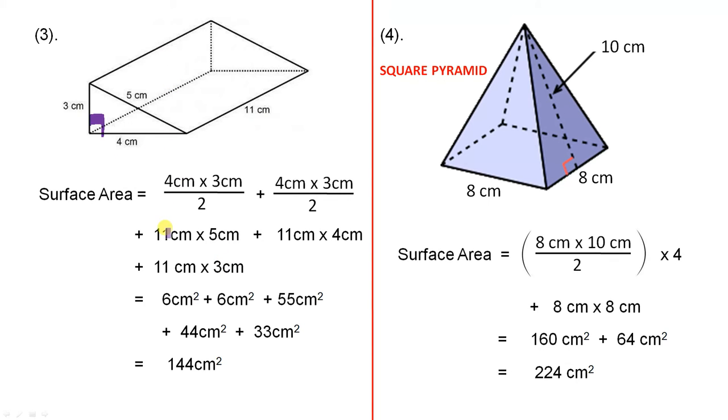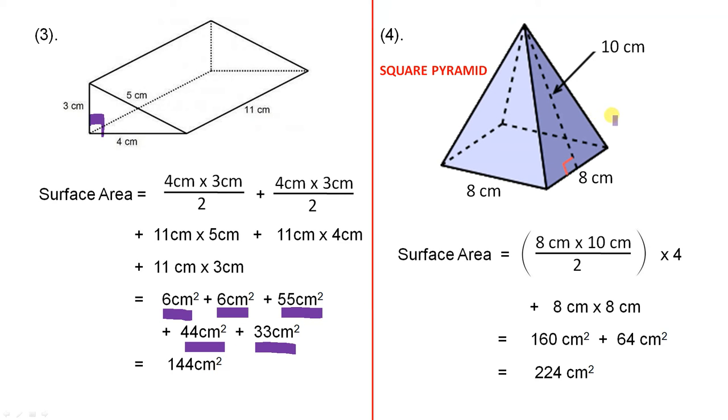So we have this section here, 12 over 2 is 6, plus another 6, so there's your 6 and there's the other 6. 11 fives are 55, 11 fours are 44, and 11 threes are 33. So if we add all those up, those 5 areas, we get 144 square centimeters for the surface area of the triangular prism.